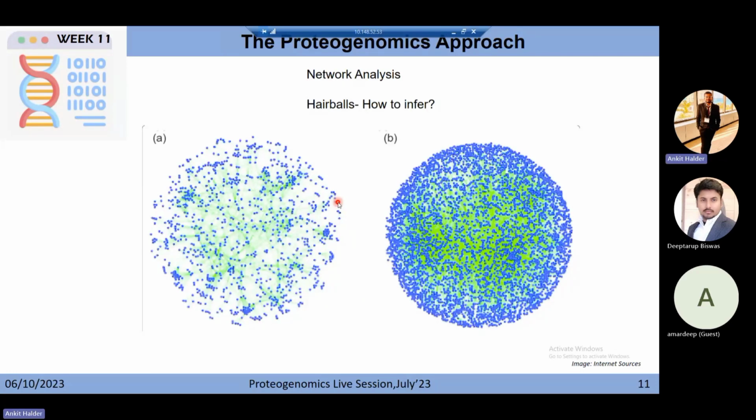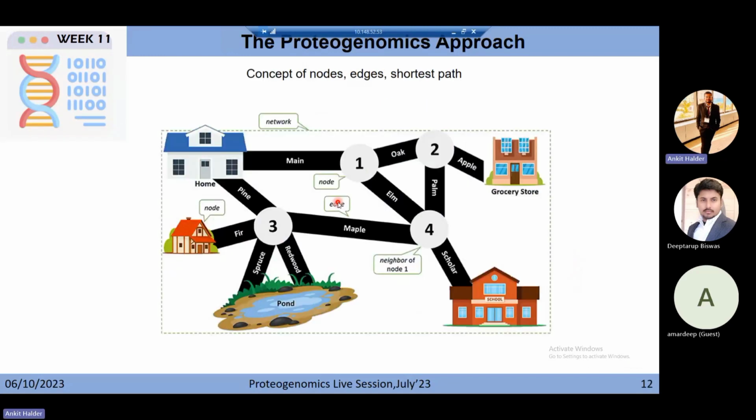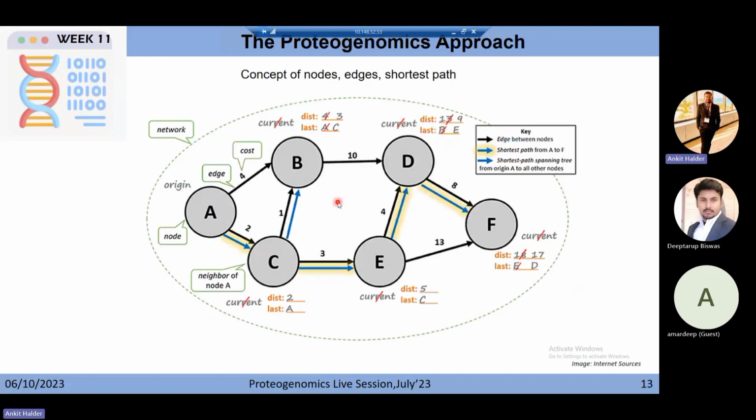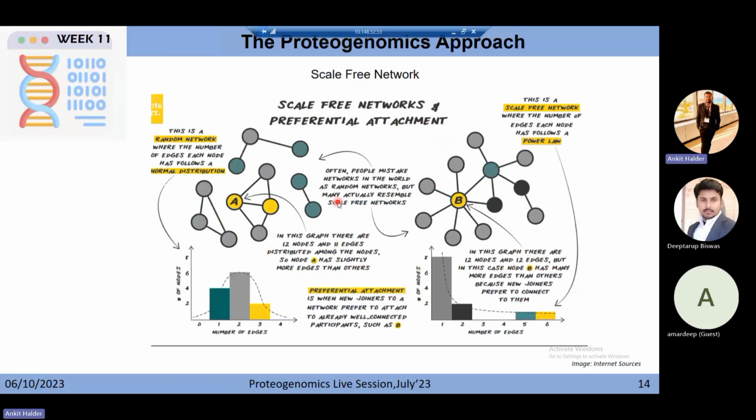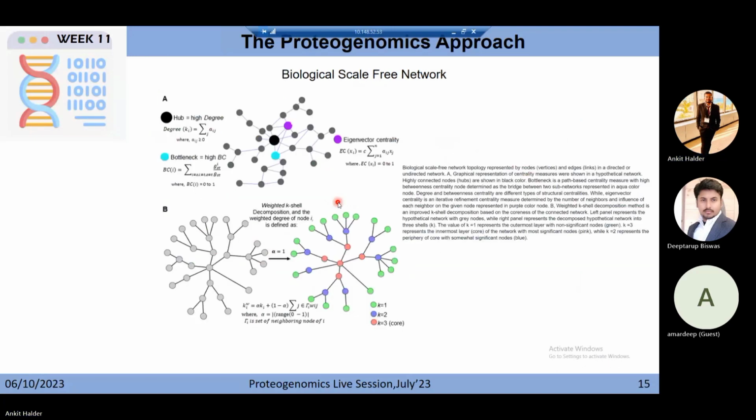But if we dig deep into it, then we can understand what is actually meant and how we can understand those concepts. So this is the concept of the scale-free network and the random network. I'm hopeful that I'm clear. This is what I was referring to as the biological scale-free network. Whenever you see a biological network, you can now understand that it is not a random network, rather it is a scale-free network.